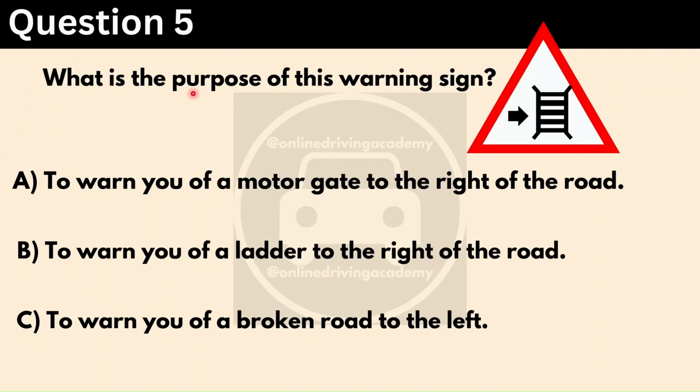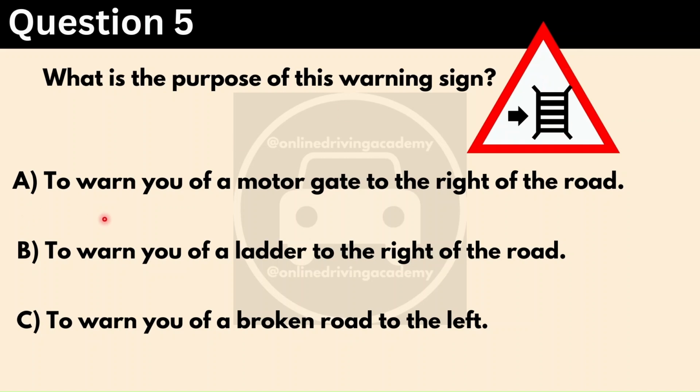Question 5. What is the purpose of this warning sign? Now let's say the question didn't say that this was a warning sign. How would you know that this is a warning sign? Obviously we know a triangle shaped sign will be a warning sign, especially if it has a red border and a white background. Remember, if the background is yellow, it will be a temporary sign. Within the sign, we see there's a black arrow pointing towards the right hand side, and there's a grid shaped rectangle in this sign.